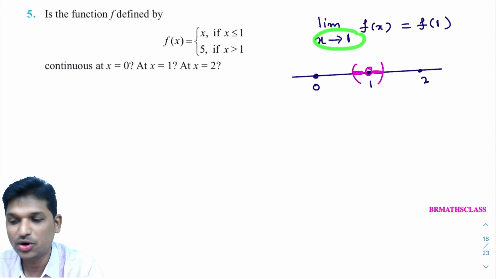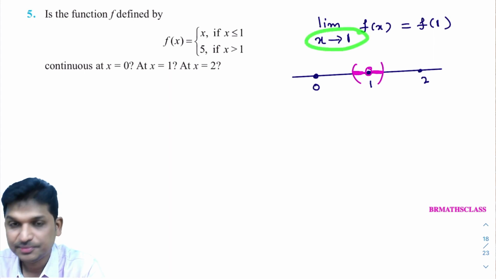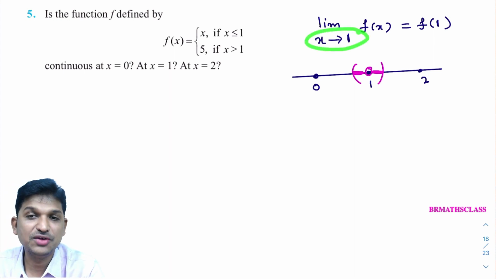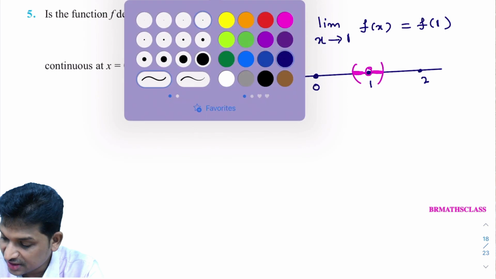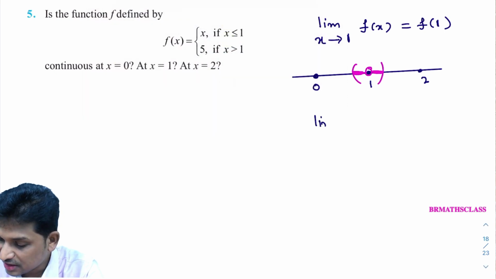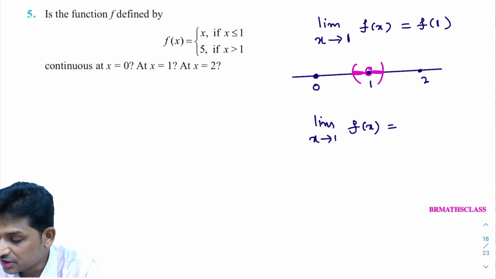Here x approaches 1 from the left. X approaches 1 from the left means what? All x values are less than 1. I'll write here so that you will get some clarity. I'll take some time to explain this. Please have patience, try to understand. I am trying to calculate this one. Correct? Okay. Now, which function to choose?